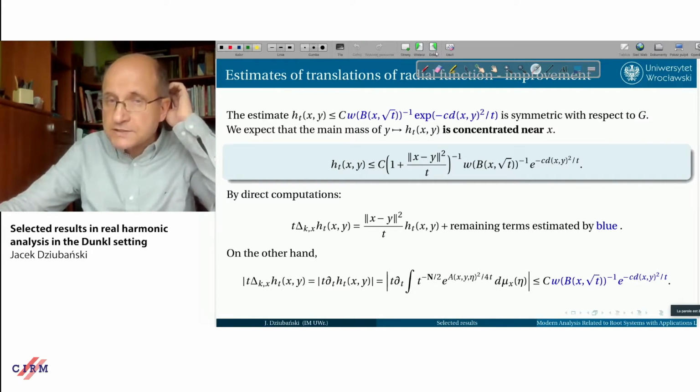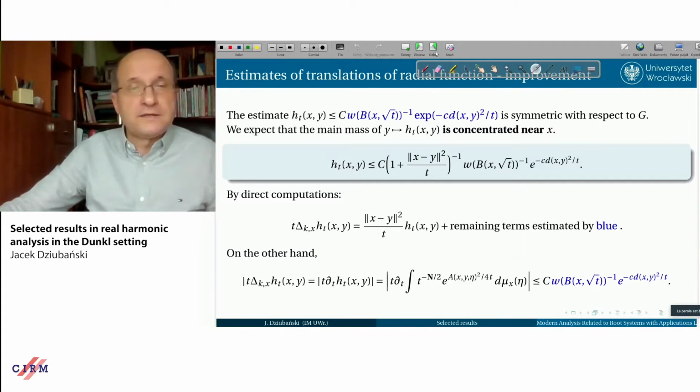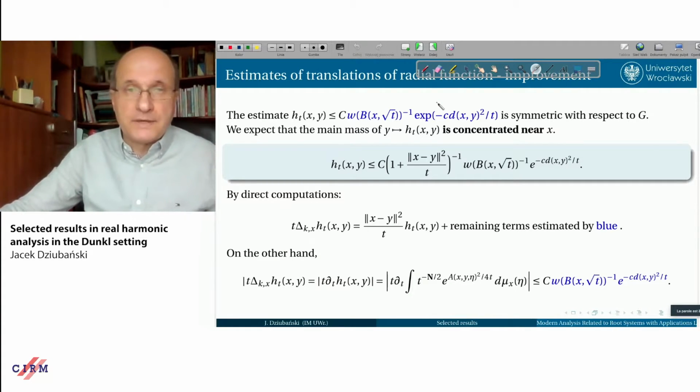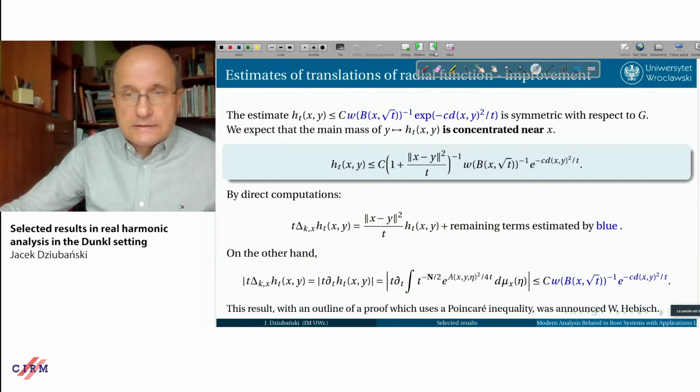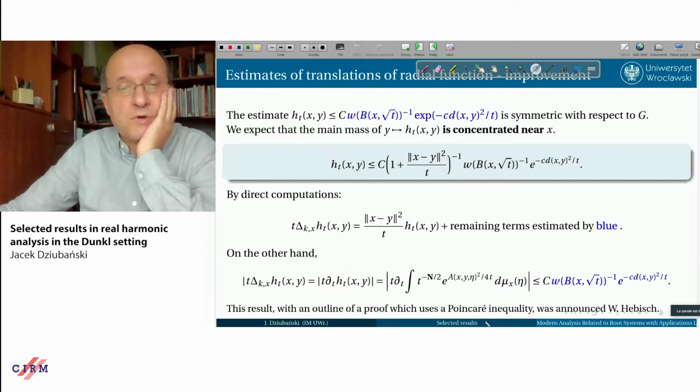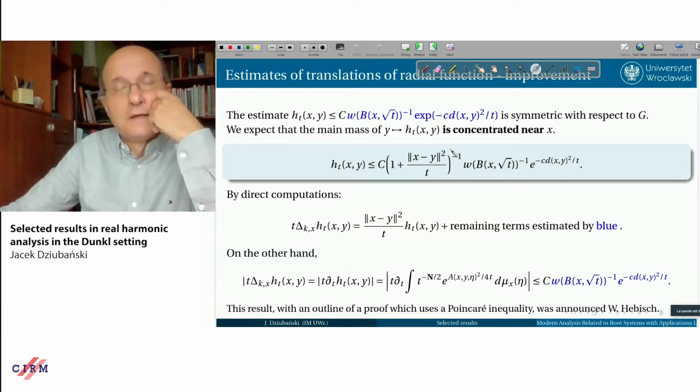Here is the proof, and maybe I will sketch the proof of that fact. It is not a difficult part. Again, we use the Margit-Ressler formula and some direct computations of the Dunkl Laplacian applied to the heat kernel. But I will skip the proof for the moment, and maybe I will come back if time permits. Let me also mention that this type of estimates was announced by Waldeck-Hebisch with a proof which uses the Poincaré inequality. Here our proof uses only the Margit-Ressler formula.